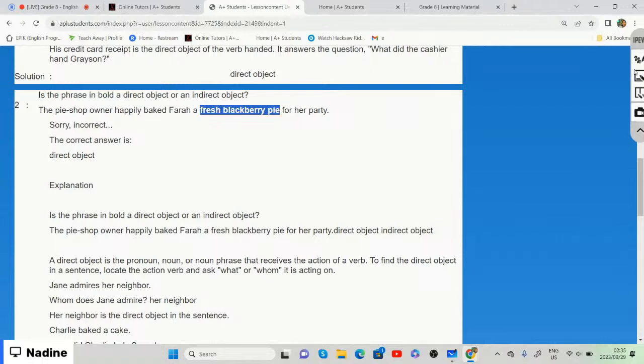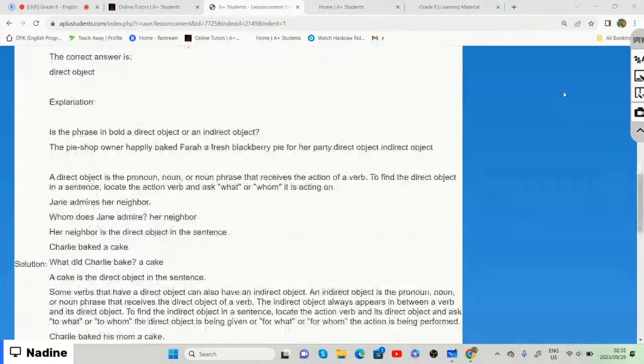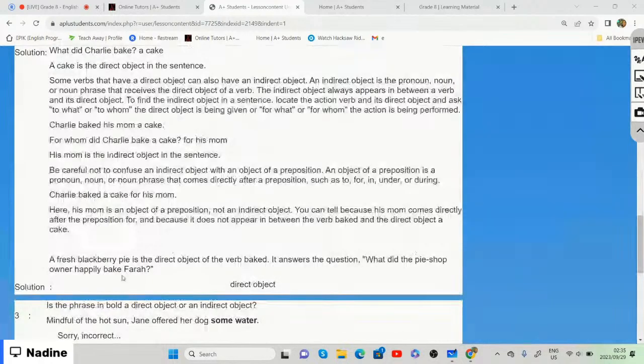So this is a direct object. And it's asking the question, what did the pie shop owner bake Farah? And fresh blackberry pie, that is what the owner happily baked her.